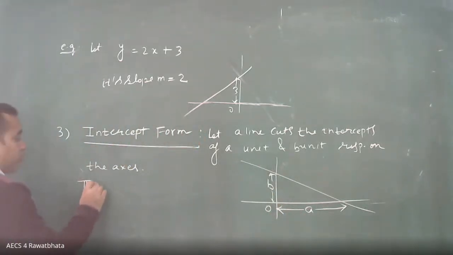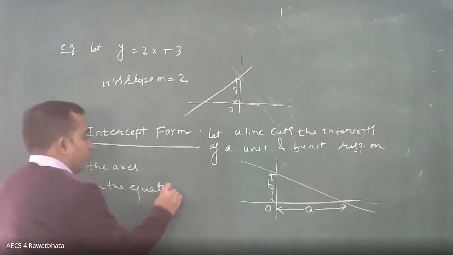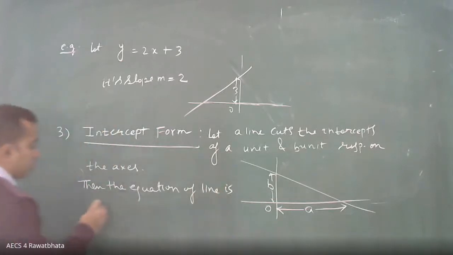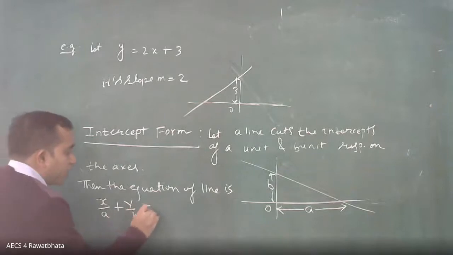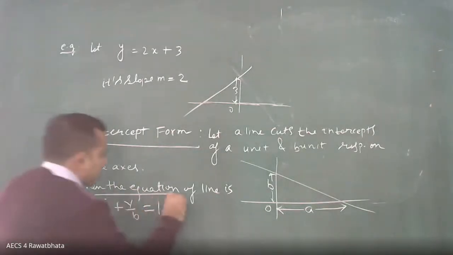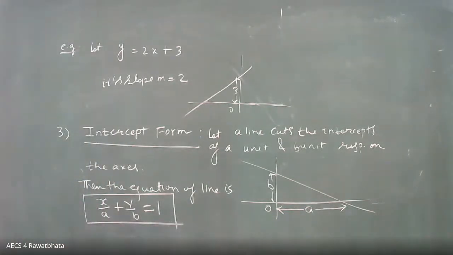Then the equation of line is x upon A plus y upon B equal to 1. This is the equation of line. And this equation is very helpful in drawing the graphs.